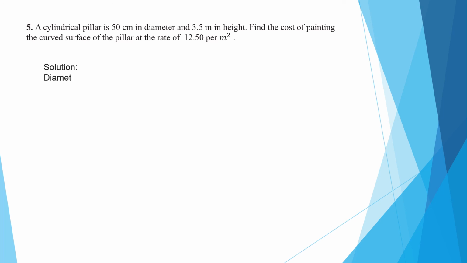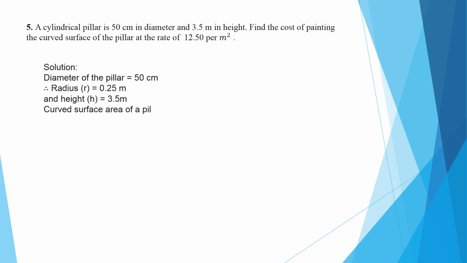First of all, diameter is given as 50 centimeter. So radius will be 25 centimeter because 50 divided by 2 is 25 centimeter, and convert this 25 centimeter into meter because all units are in meter. So we'll divide by 100. So 0.25 meter. Height is 3.5 meter. Curved surface area is 2 pi RH, because we need to find the curved surface area. On calculation we are getting 11 by 2 meter square.